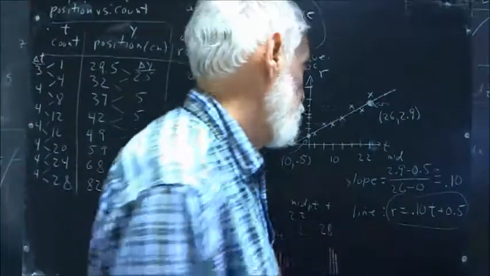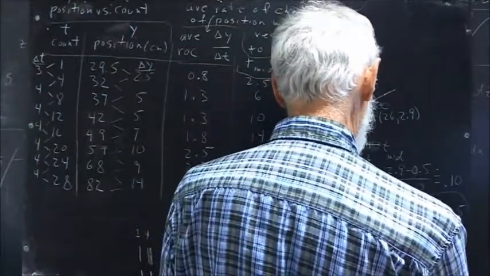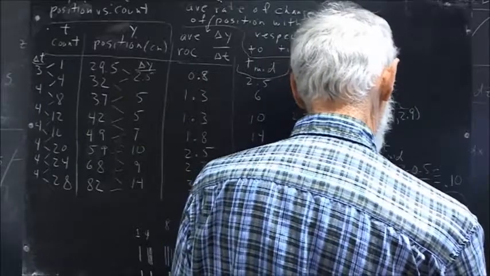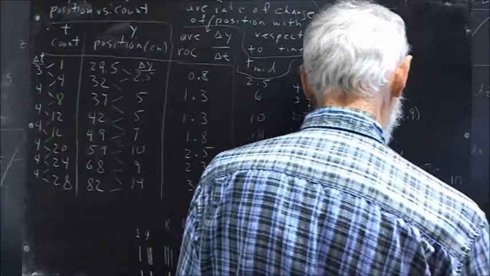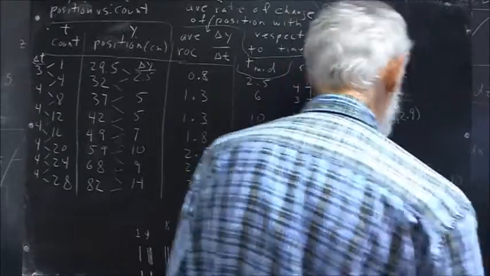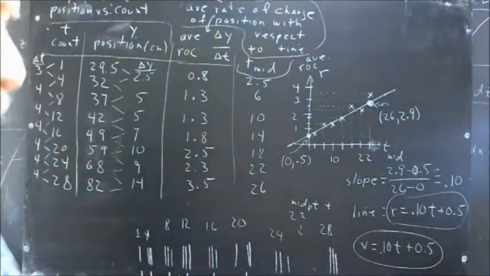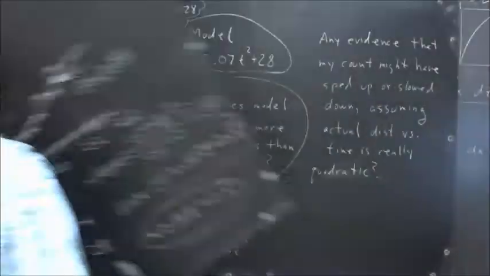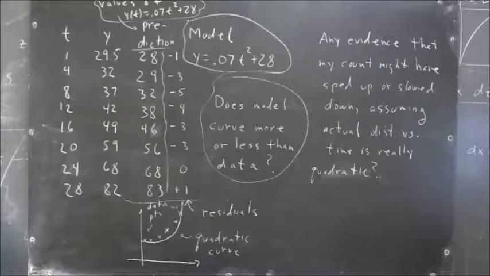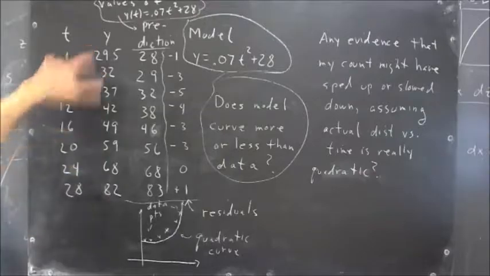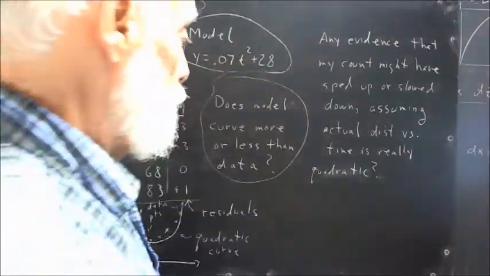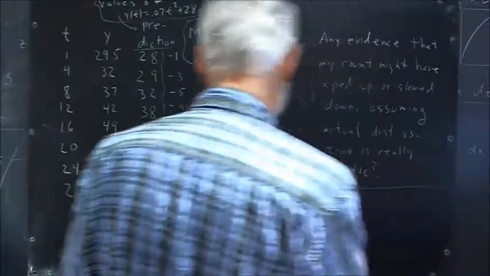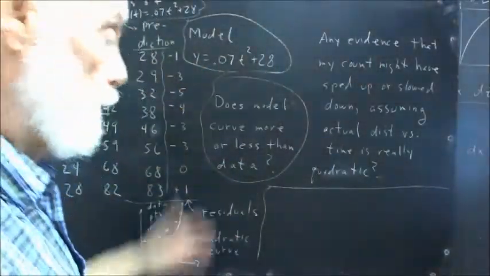In any case, this line then tells us that the velocity model is 0.10 t plus 0.5. Now, is this velocity model consistent with the position model that we obtained for the position of the ball? Position is a function of time.